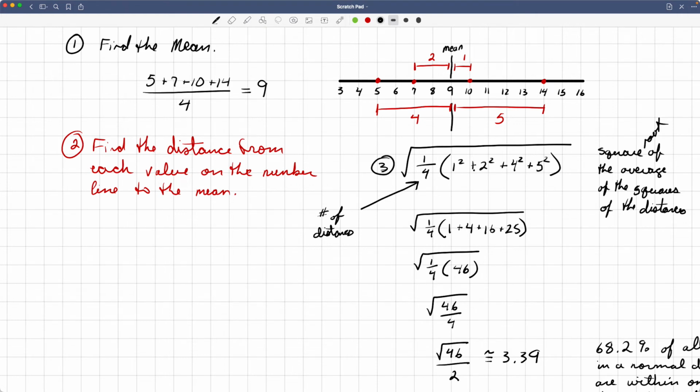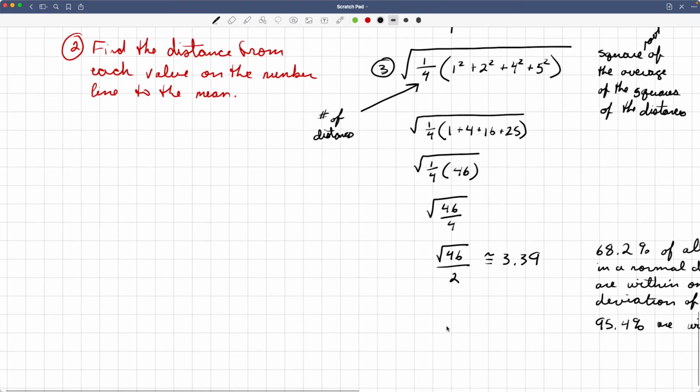So when we square each of these, we add them together. We get 46 times 1/4, or 46 over 4. And we can take the square root of 4, that's 2. And then the square root of 46, we can't really take anything else out of that.